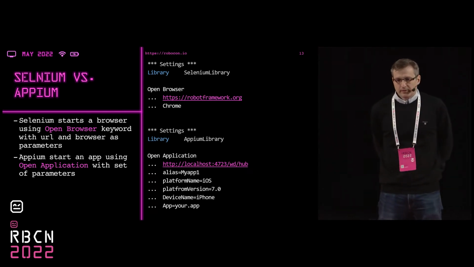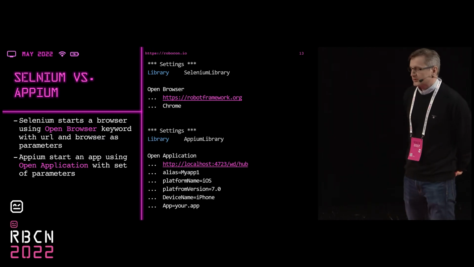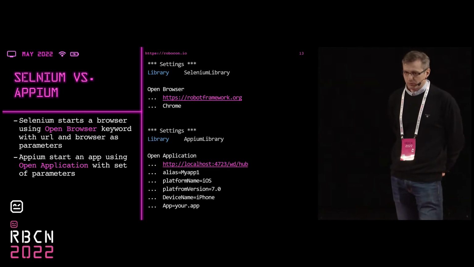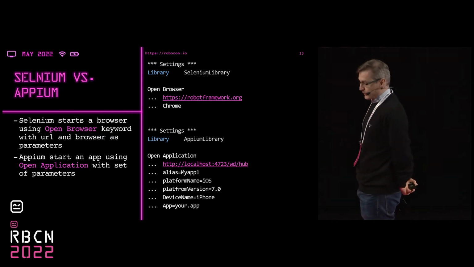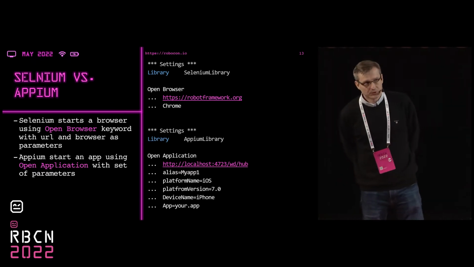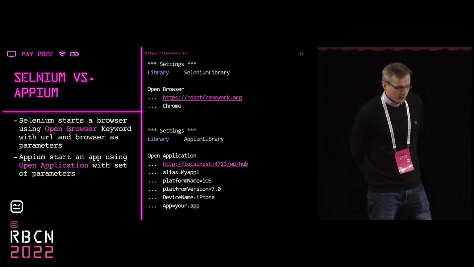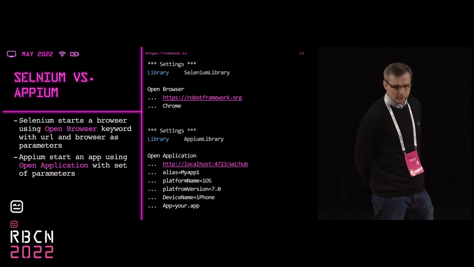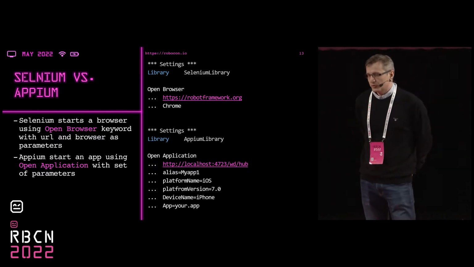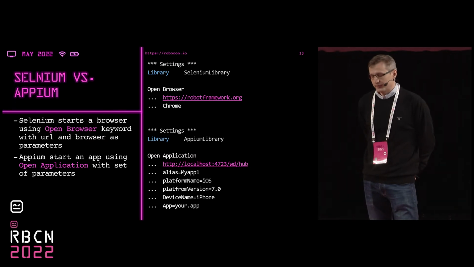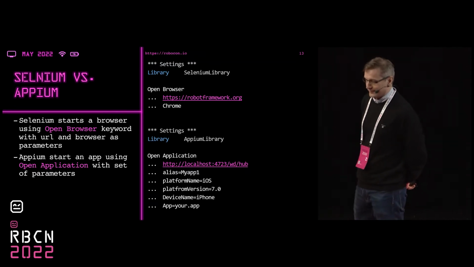So that's how you do it normally, separately. To start the browser with Selenium, just use the open browser keyword. You give a URL, which page you want to open. You specify which browser you want to use for testing. Of course, you add the Selenium library there in the settings. After that, any keywords that you use will try to talk to the Selenium server, and then the driver, and then the browser.